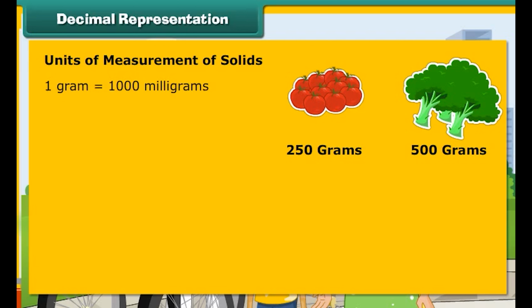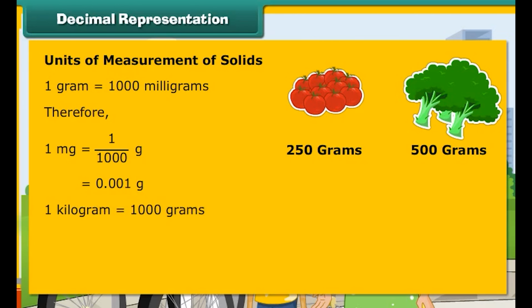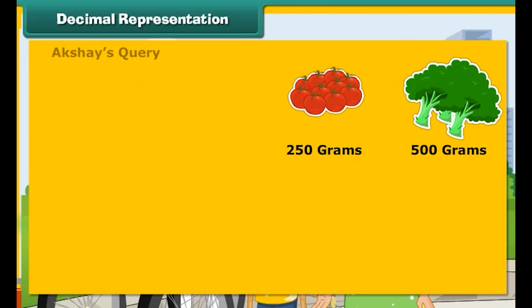1 gram is equal to 1000 milligrams. Therefore, 1 mg is equal to 1 by 1000 gram. That is equal to 0.001 gram. 1 kilogram is equal to 1000 grams. Therefore, 1 gram is equal to 1 by 1000 kg. That is equal to 0.001 kg. Let us now express the vegetables Akshay's mother purchased as kilograms. 250 gram is equal to 250.